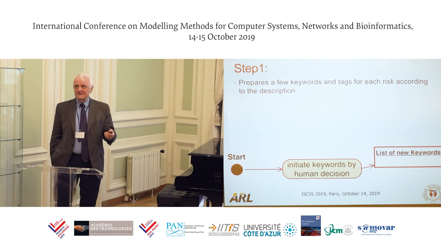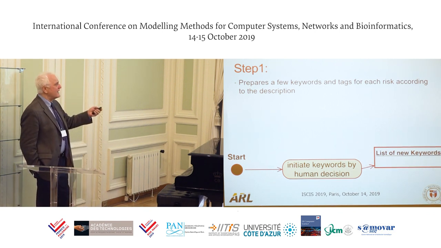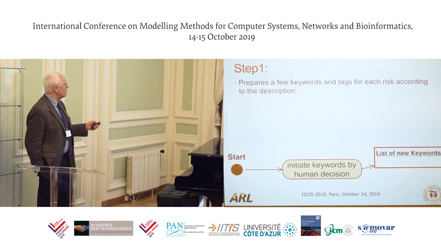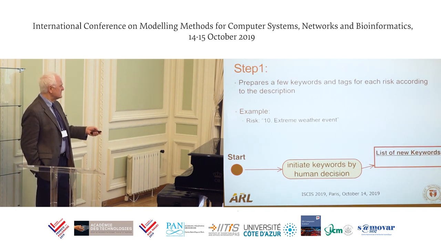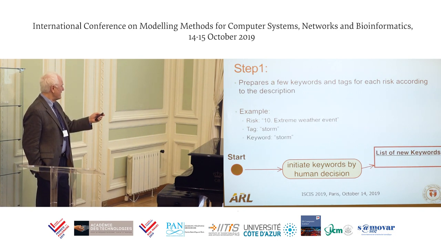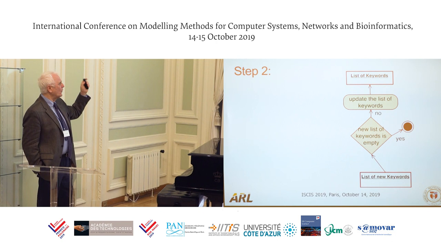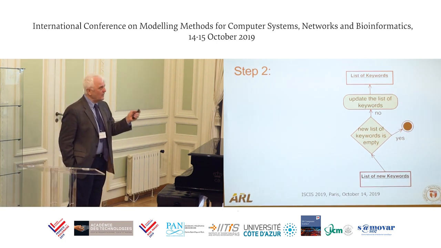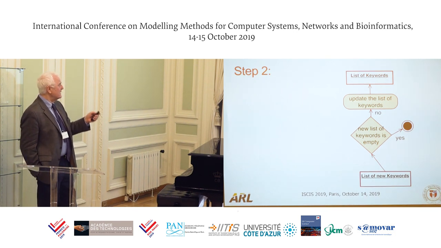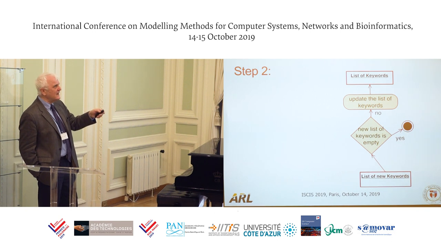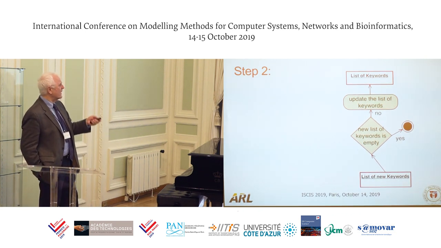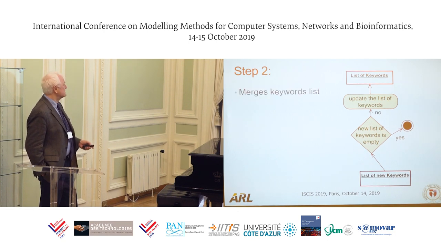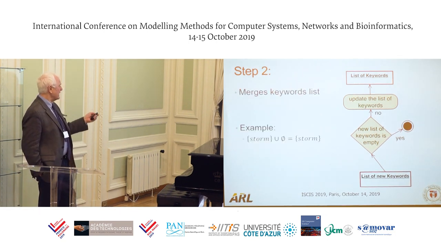So, how do we process it? We build a system in which we have these initial keywords given by experts, and for each risk, according to the description, we find these initial keywords. For example, we have the extreme weather event and the initial list of keywords, like the keyword storm. So we go through the list of stories and see whether a story contains the tags, and then we compare it to the list of keywords, and if we see that several words repeat in these stories associated with the risk, we see whether they are reasonable keywords for this event. So we merge keyword lists.